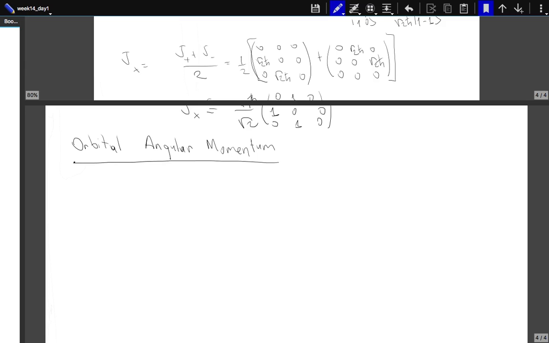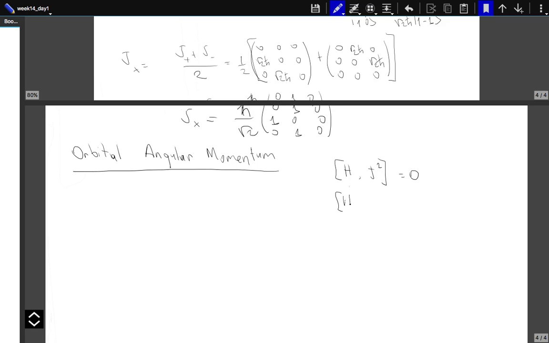Well, for the time being, we are considering rotations in general, not specific to a particular problem. But what we know most of the time is that H and J squared most of the time commute, and H and Ji also commute. Well, what this means is that the angular momentum will be conserved all the time.